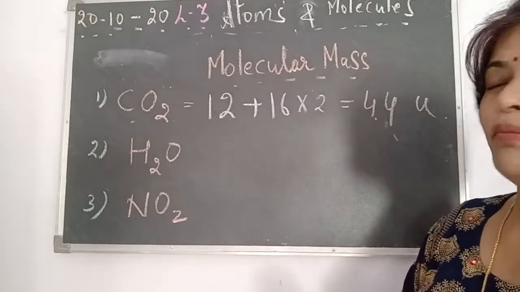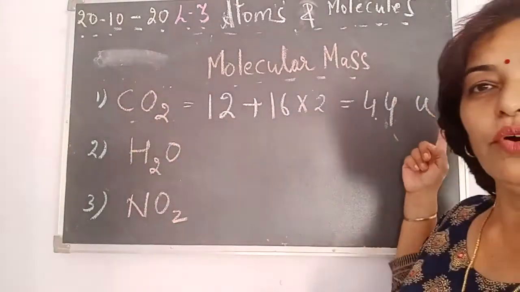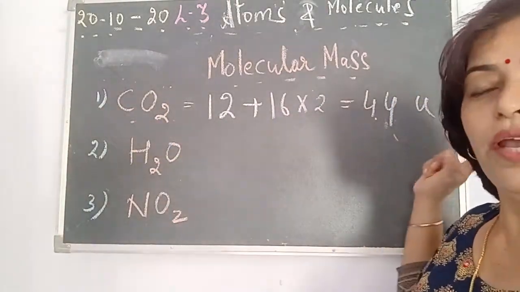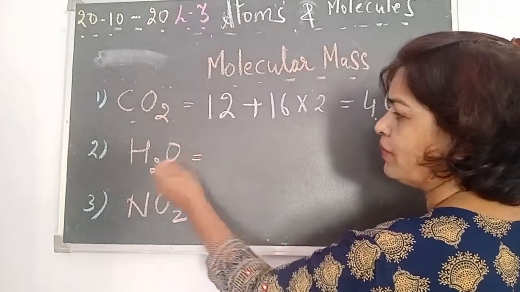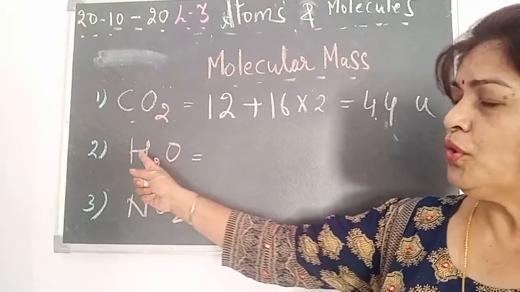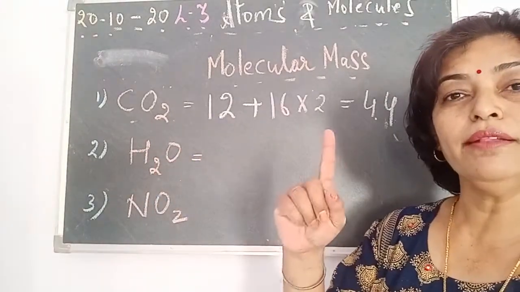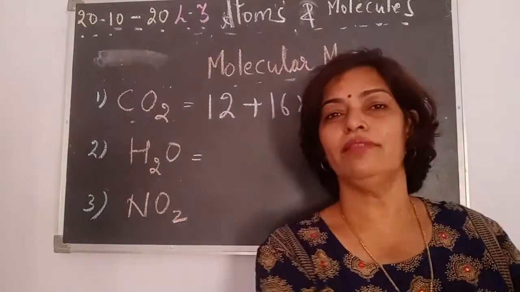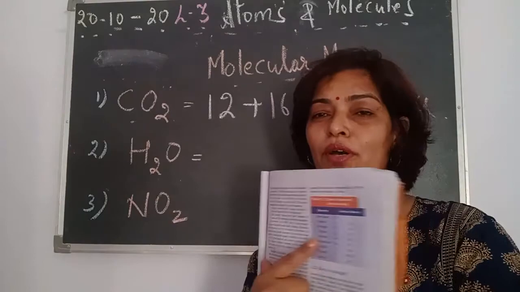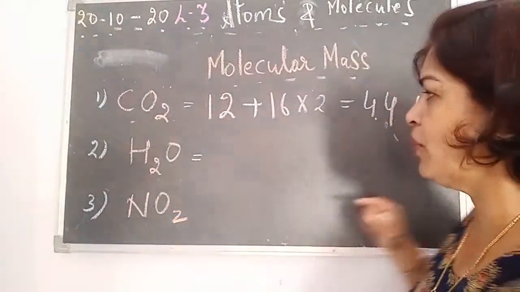So the molecular mass of one molecule of carbon dioxide is 44 u, or in grams it will be 44 grams. In the same way for water: you know, hydrogen is the lightest atom and it has an atomic mass of 1. Now these values I am not telling you, children, these values are already given in your textbook, so you can take the help of your textbook when you go through this particular concept.